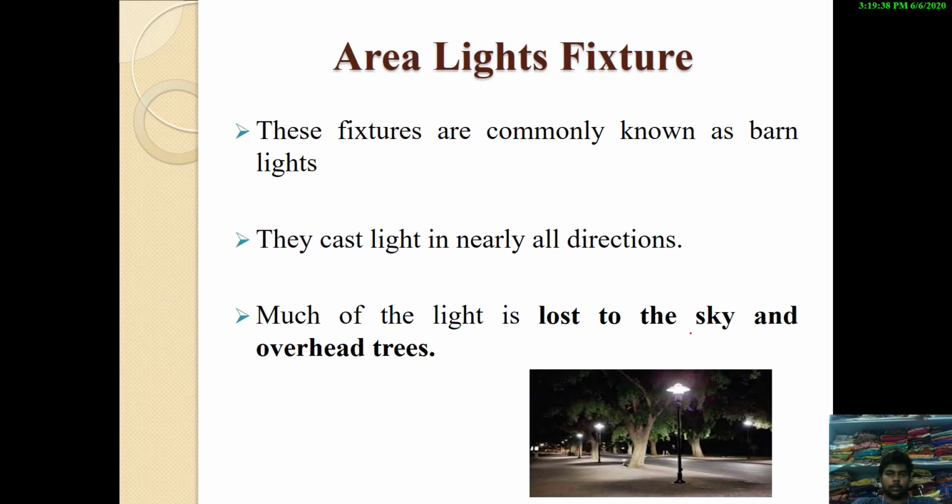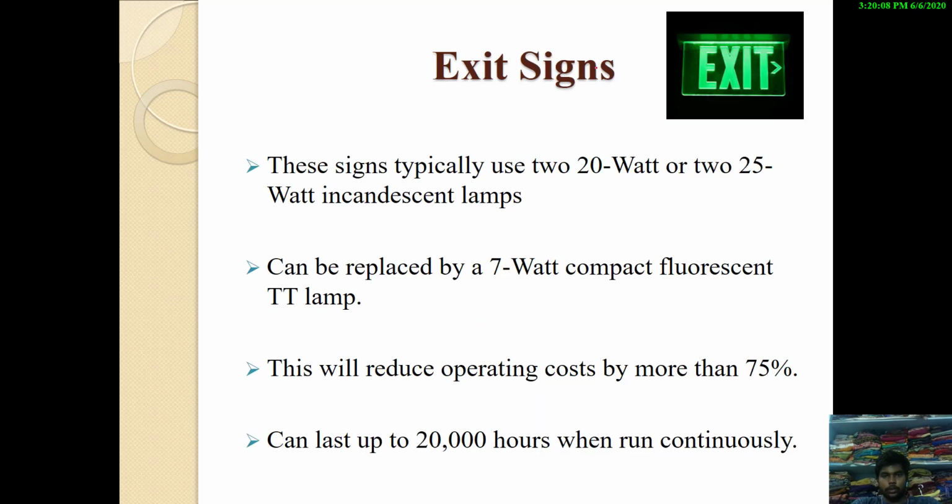The next one is the area lighting fixture, that is street light fixtures. These fixtures are commonly known as yard lights, that is, they cast light in nearly all directions. Much of the light is lost to the sky and overhead trees. This is the example, the pictorial representation, the real-time picture of an area lighting fixture. The next one is exit signs.